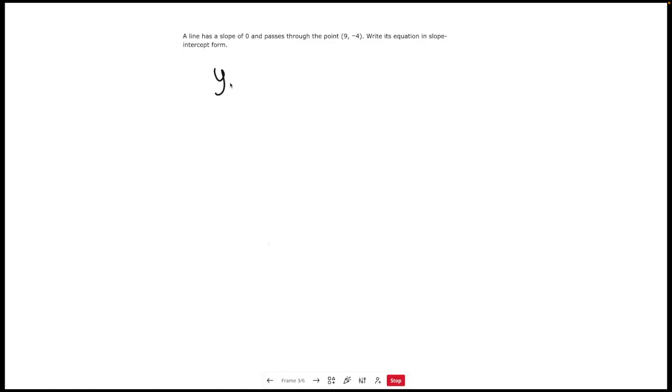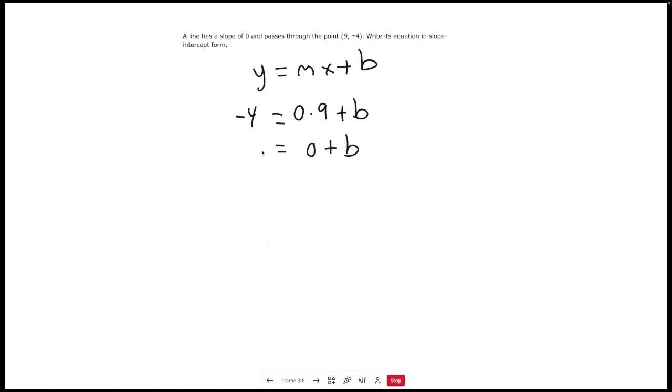For this problem, the slope is 0, so this actually makes the problem a little bit easier. So again, we're going to plug into our mx plus b. So we're going to have -4 equals 0 times 9 plus b. 0 times 9 is just 0. And now 0 plus b, 0 plus b is just b. So this becomes b equals -4.